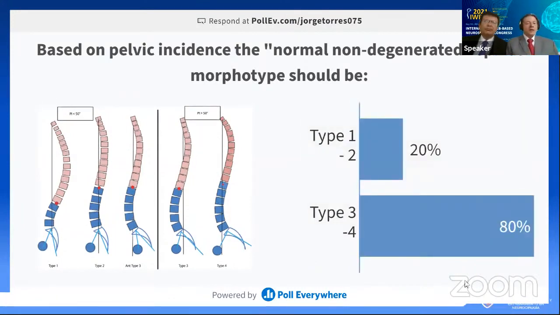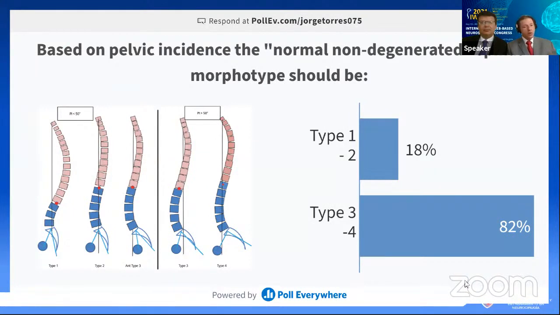Okay, so as we saw in the previous question, remember, how do we know how things should have been? We can have a very good idea based on the pelvic incidence. For pelvic incidences below 50 degrees, you're probably going to be in a situation of being a type 1, a type 2, or a type 3 antroverted. For a pelvic incidence of more than 50 degrees, it's going to be probably a type 3 or a type 4. This is trying to view the past from the present, but it's going to give you an idea.